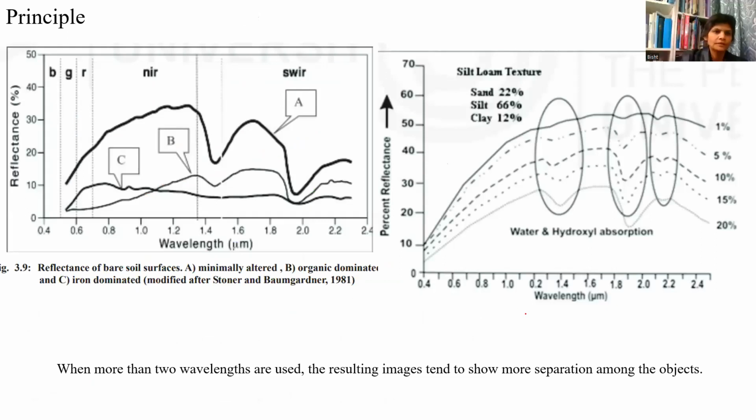Just once more, you have some sort of an altered domain in A, on the graph on the left. This one is an altered soil, and then you've got organic dominated in B, so you've got lots of organic matter in this soil, and the last one has got iron enriched soil in C.